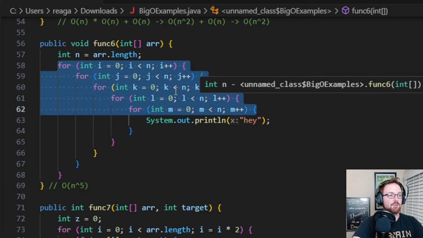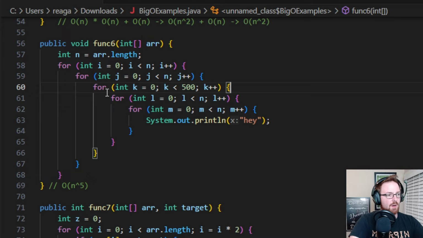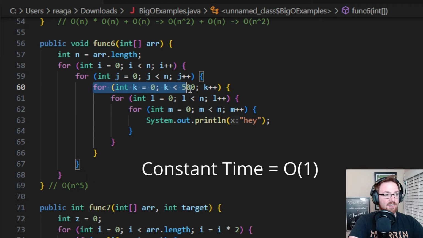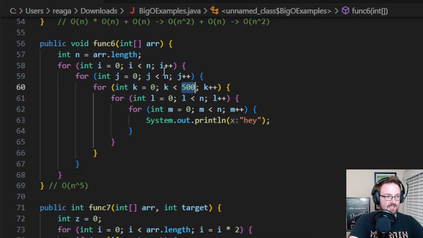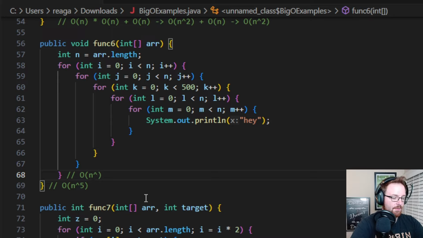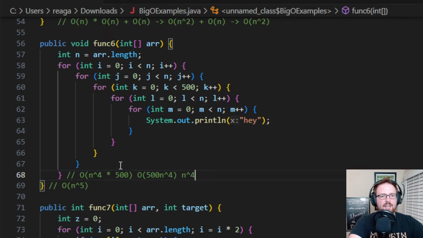But you do have to watch out for sneaky things that a lot of professors will do, like this, where all of a sudden this loop is no longer actually looping over n. Now it's just going to 500. In this case, we just consider that constant time, because 500 is a constant. It doesn't change with the array's length. So keep an eye out for that. If that was the case, then that would become n times 500 times n, so it would be the second one. O of n to the 4th times 500, or O of 500 n to the 4th, or simplified, O of n to the 4th. Keep an eye out for sneaky things like that.